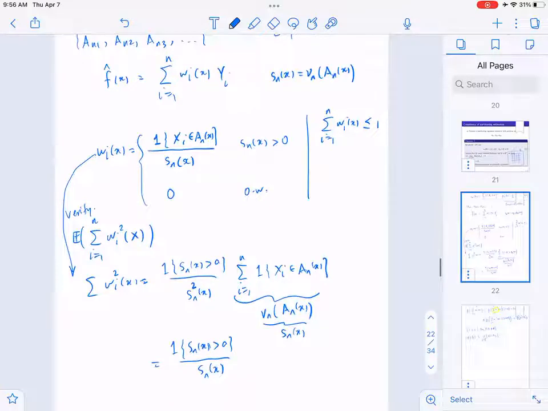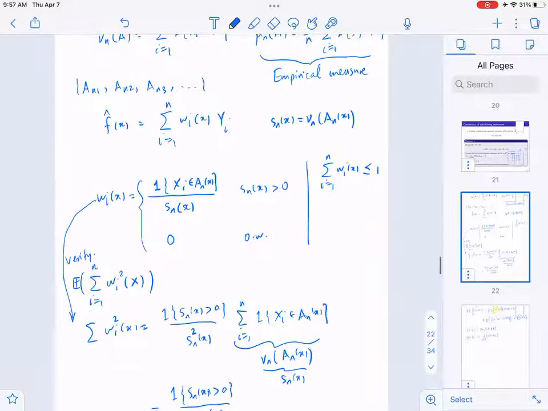So A sub n of x is different from A_nj. I haven't used A_nj here. A sub n of x is the cell of the partition that contains x, so this would be one of these, depending on where x falls. When I apply it with a random x, it's going to be a random quantity. For A_nj, you can just mentally remove n. It's just A1, A2, A3. These are fixed partition cells.